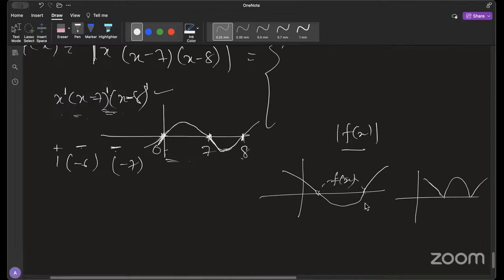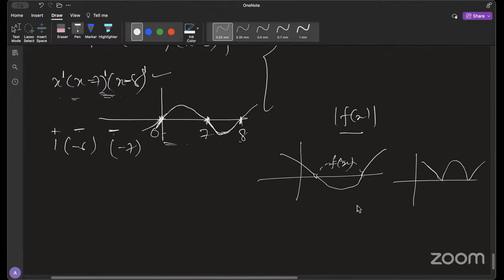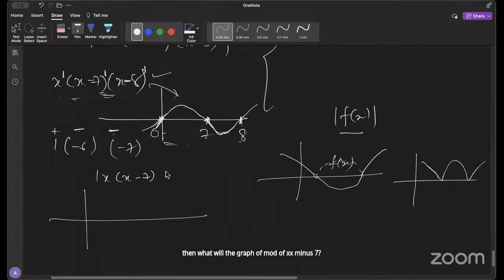Is this thing clear to everyone? Because we are going to use it here. If this is the graph of this function, then what will the graph of mod of (x - 7)(x - 8) look like? It will look like this. Here you had this thing, because all the negative ones will just get here on the positive side. That's what the mod function does, right?